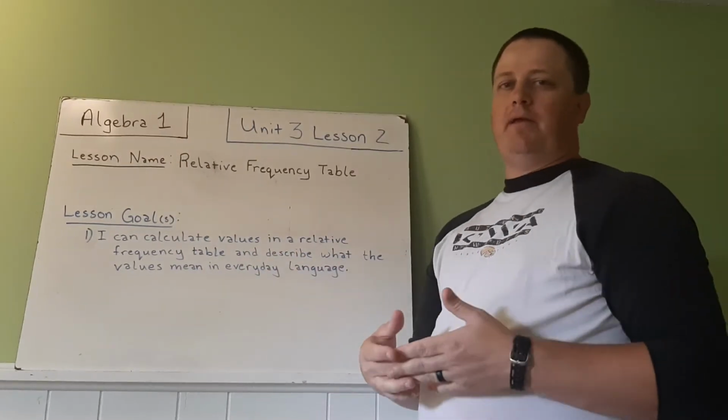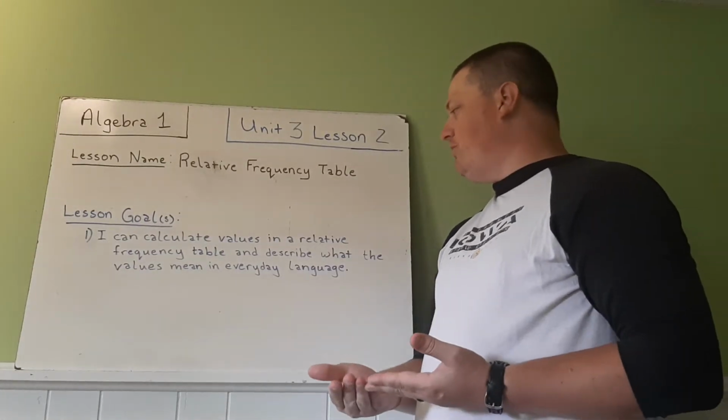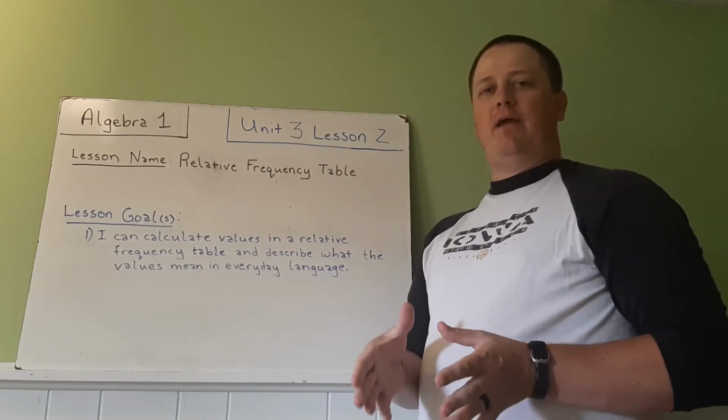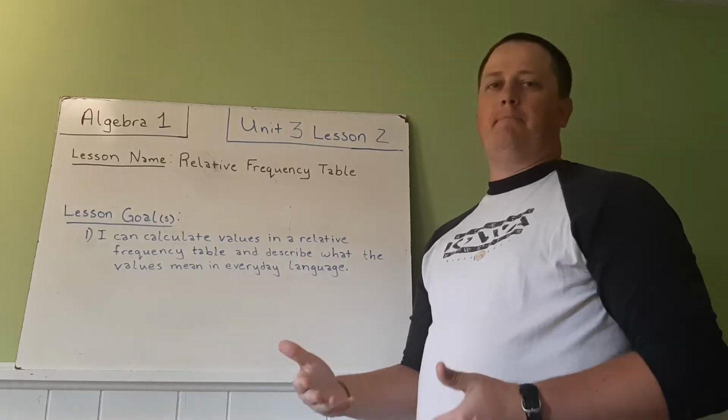So we're going to be looking at relative frequency tables, which are a type of two-way table. And we want to be able to take the data that we have in the relative frequency table and explain what it means.